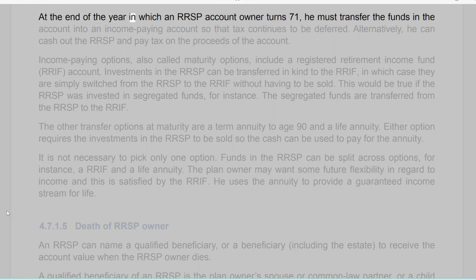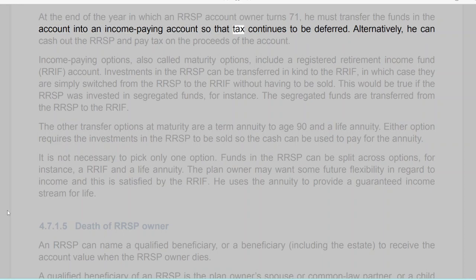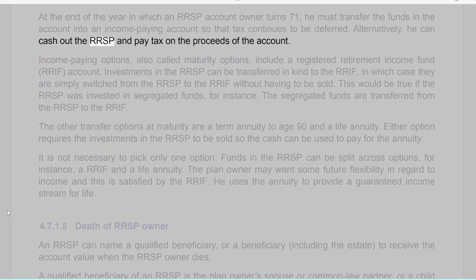At the end of the year in which an RRSP account owner turns 71, he must transfer the funds in the account into an income-paying account so that tax continues to be deferred. Alternatively, he can cash out the RRSP and pay tax on the proceeds of the account.